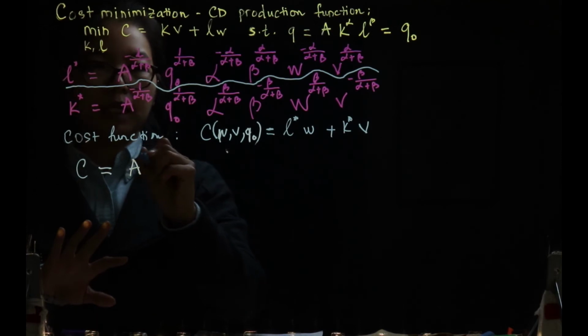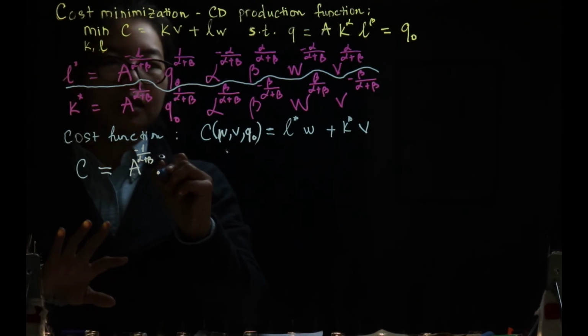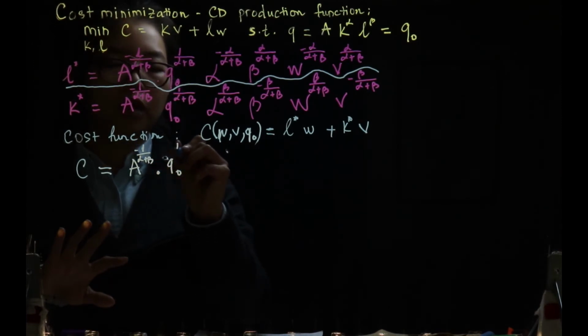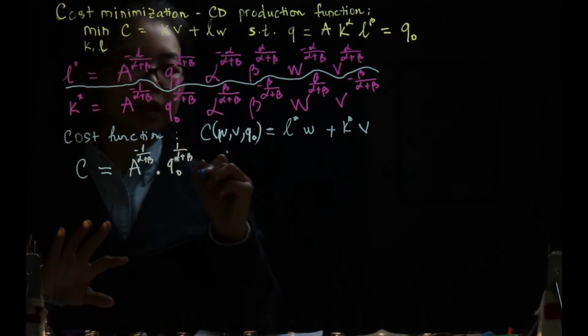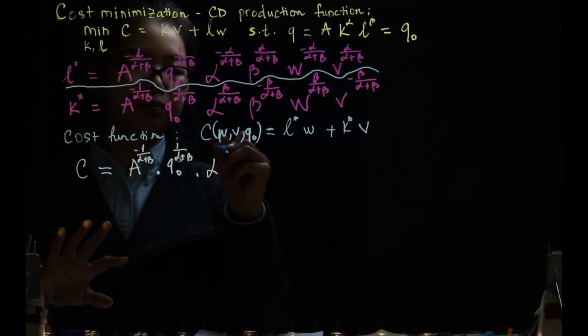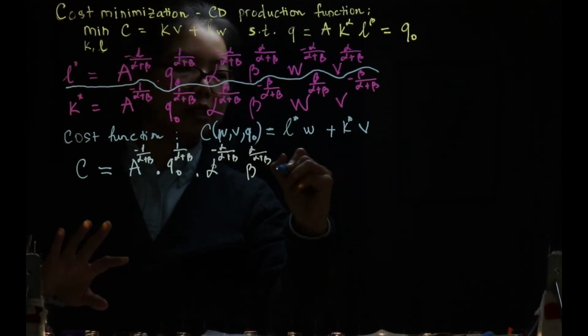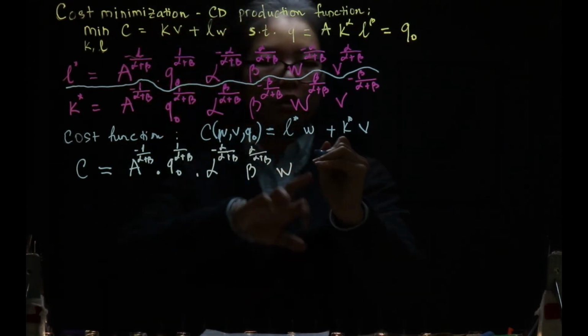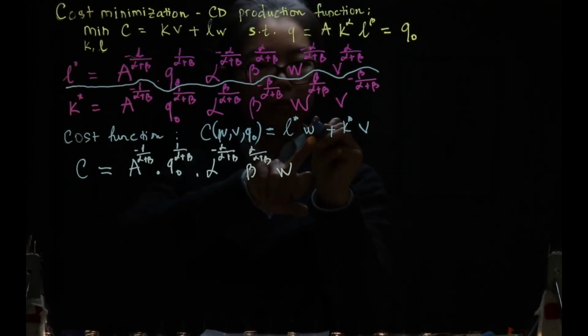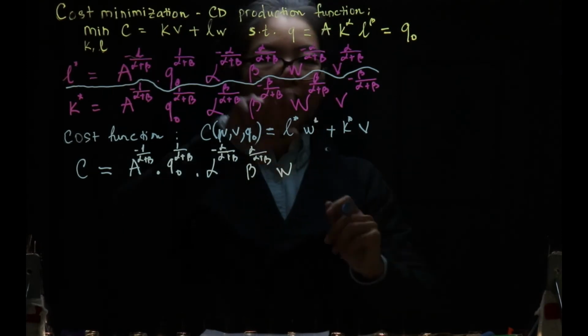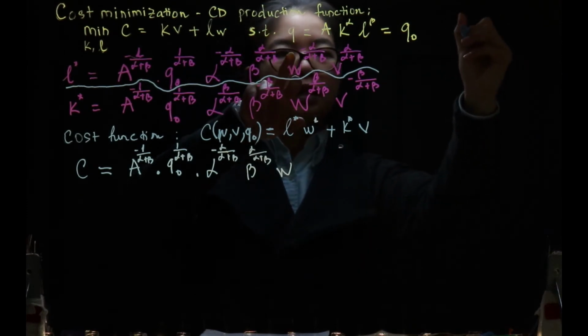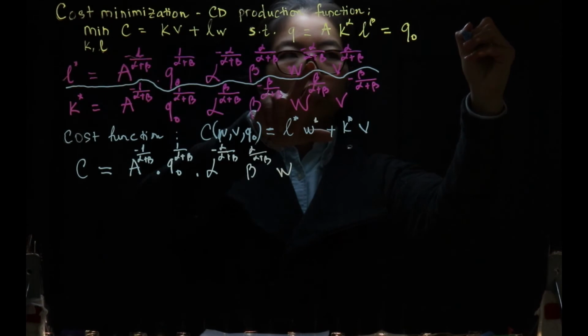it's multiplication: minus 1 over alpha plus beta times Q0, 1 over alpha plus beta times alpha to the power minus alpha over alpha plus beta times beta to the power of alpha over alpha plus beta, then times W. Take it slowly. So here we have W to the power 1. And here you have to the power minus alpha over alpha plus beta.